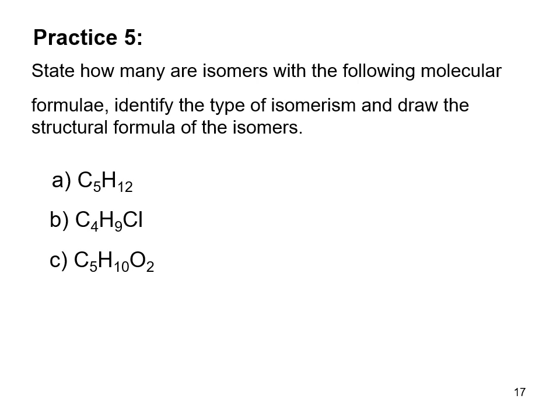Practice 5. State how many isomers there are with the following molecule, and then identify the type of isomerism. Then draw the structural formula of the isomer. So there are 3 questions. Let's check the answer. But before checking the answer, please try to do it by yourself first.